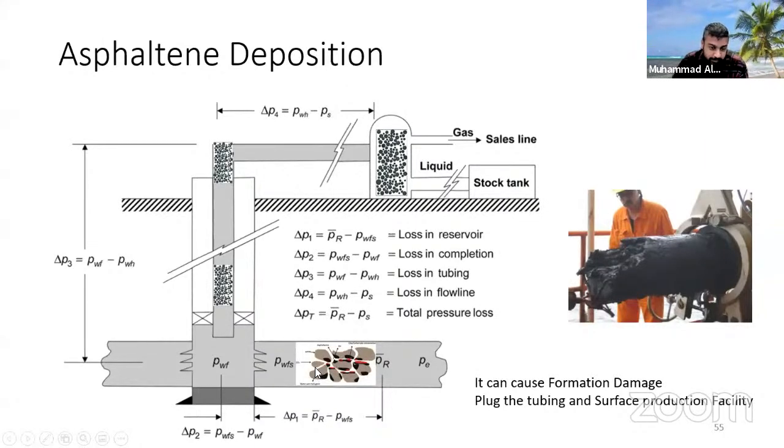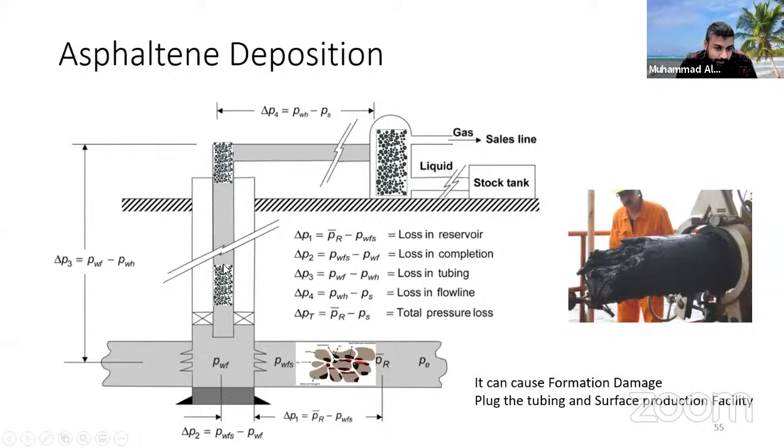Now, flow assurance means you have to assure that the flow continues. So if there's asphaltene inside the tubing string, you cannot flow properly. The oil cannot flow properly. So asphaltene can block the pore space and reduce the permeability, especially in the near wellbore. This problem is mostly near the wellbore, near the perforations, because there's a very high pressure drop there, which can cause the asphaltene to precipitate.